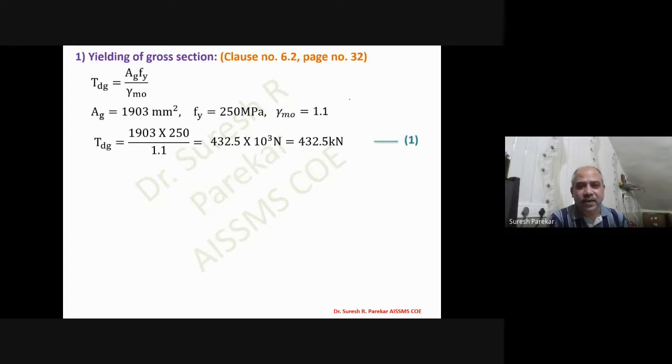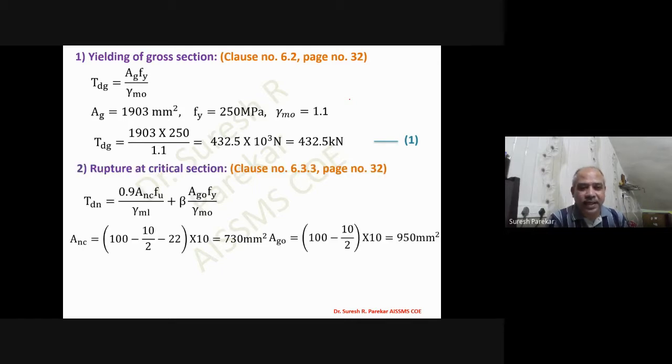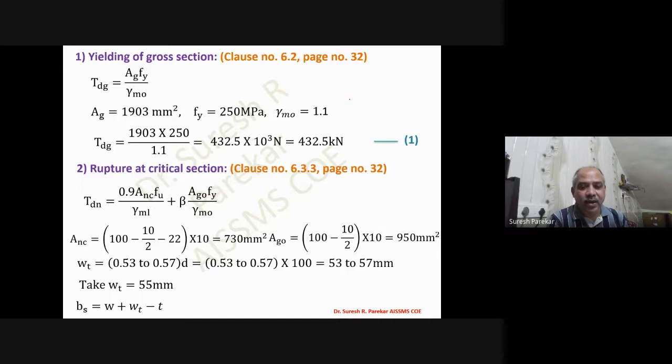Now you can see over here we have 432.5 kilonewtons, that is Ag fy upon gamma m0, rupture at critical section. Now you can see we have a number of rows of 120 mm bolts. So Anc, Ago, Wt we have likewise, and then bs we got as 145 millimeters.